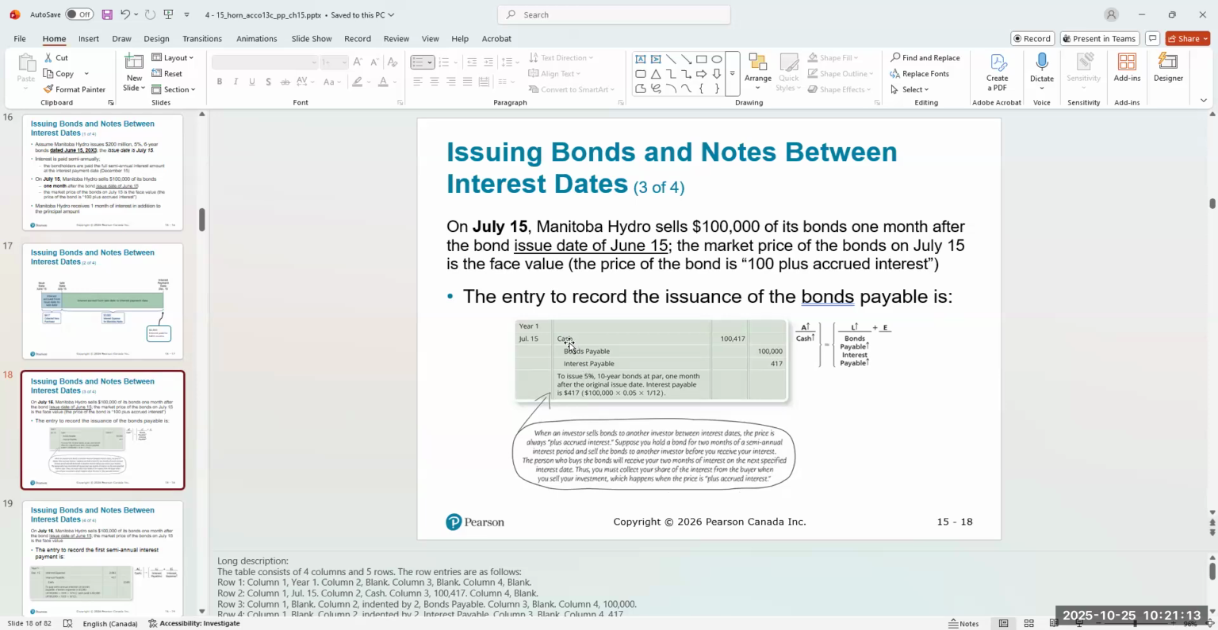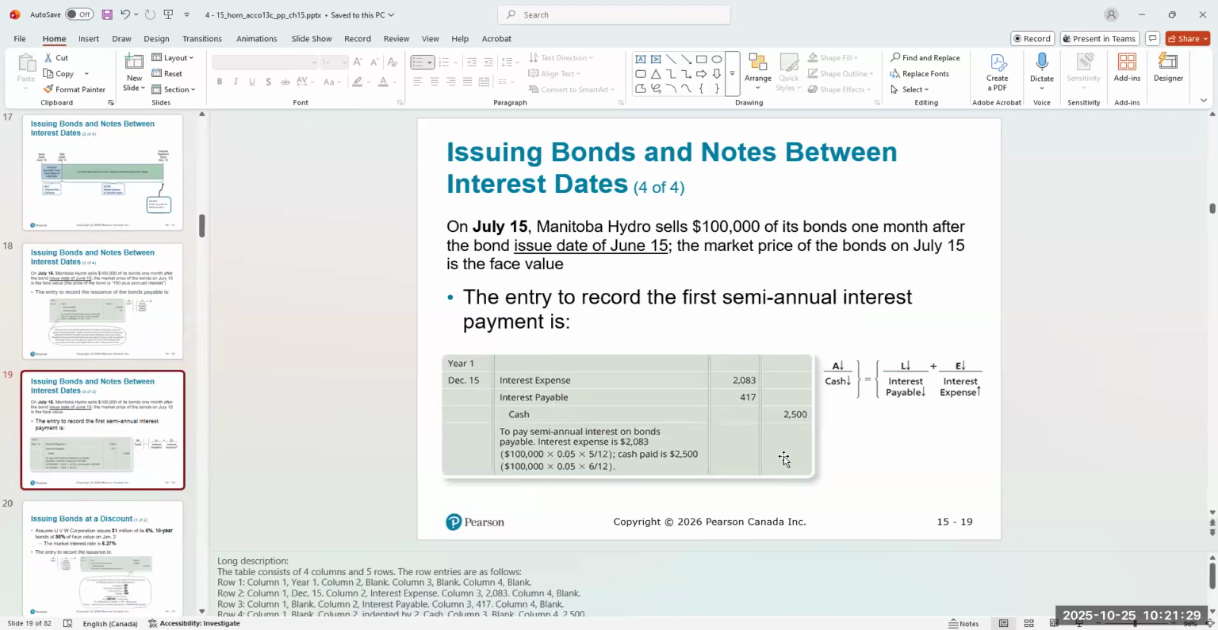You're going to get the $100,000 from the bonds, which you have to pay after 6 years, plus additional interest for the 1 month, for which you don't owe interest. You're going to get that money for the time being, and on the payment date, you're going to give it back to the bondholder by paying the interest for the entire 6 months. So 1 month is going to be money given back, and the other 5 months will be your interest expense.